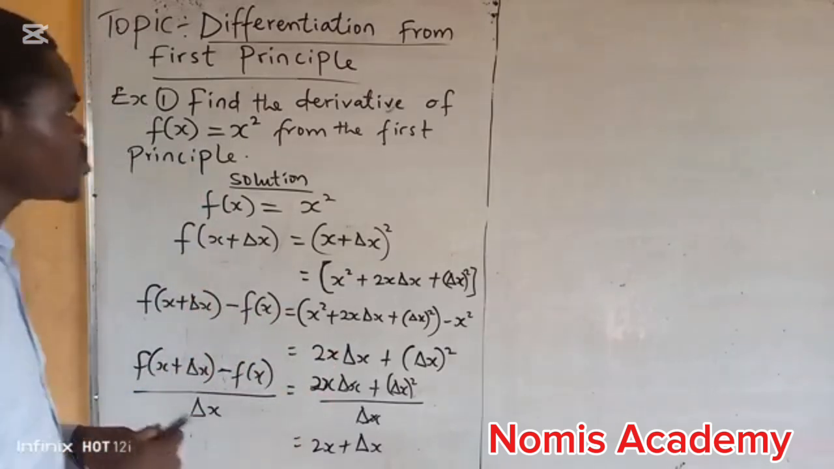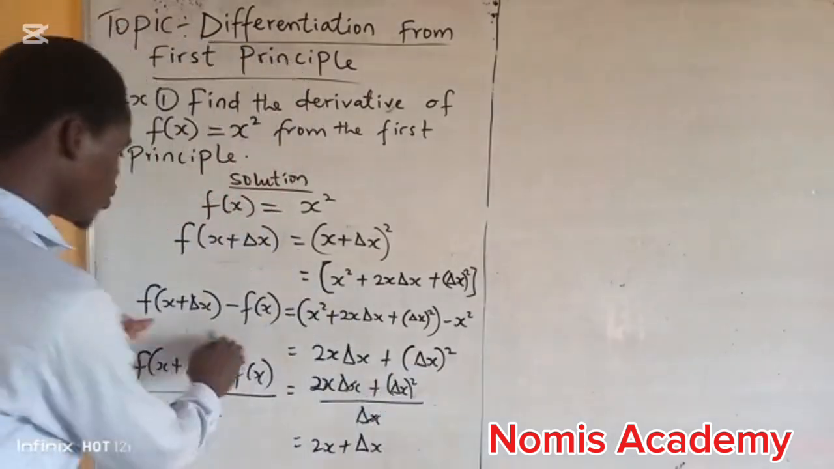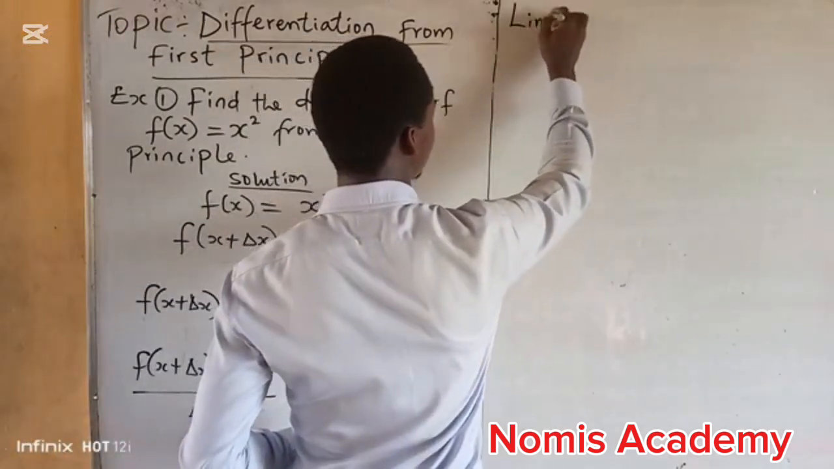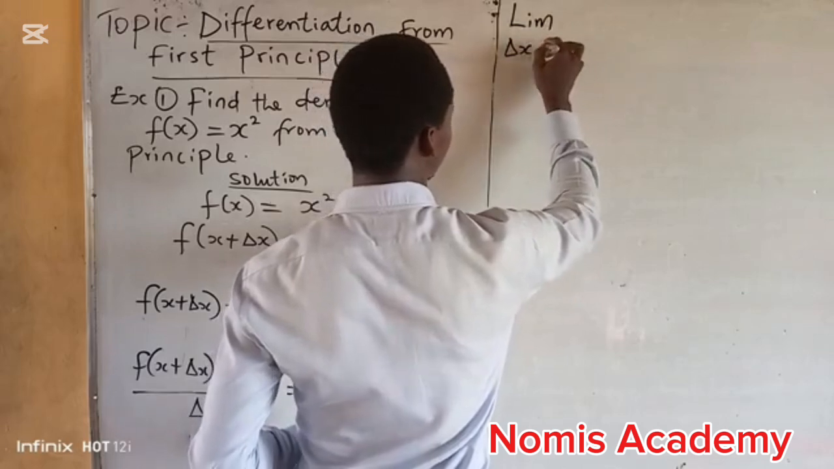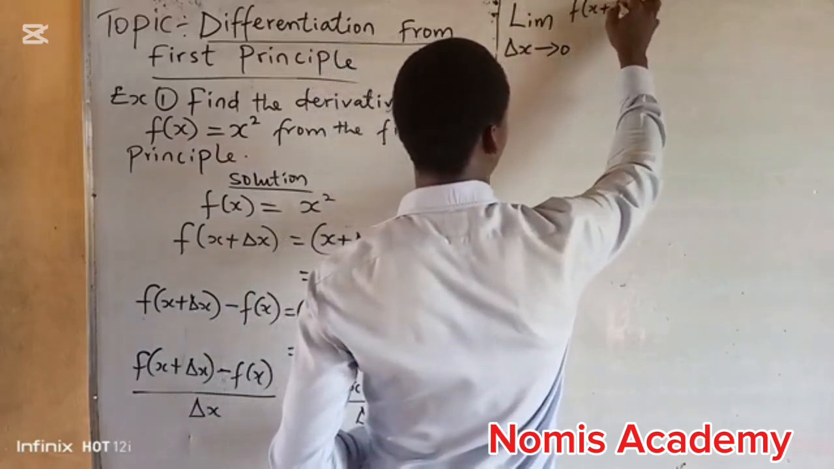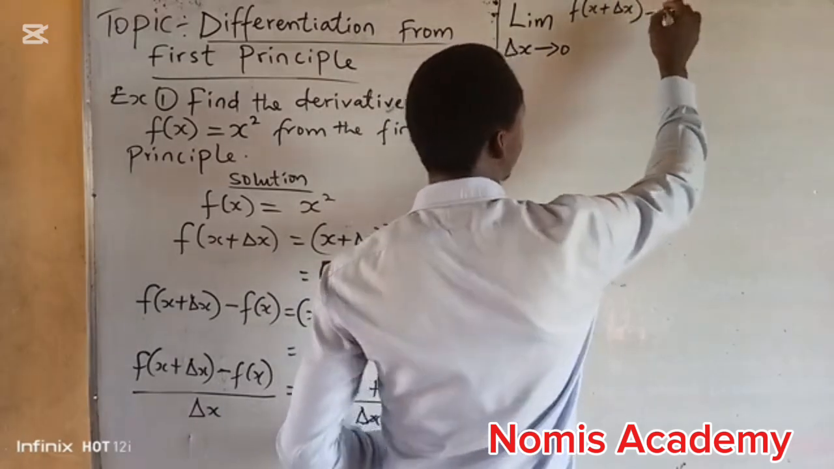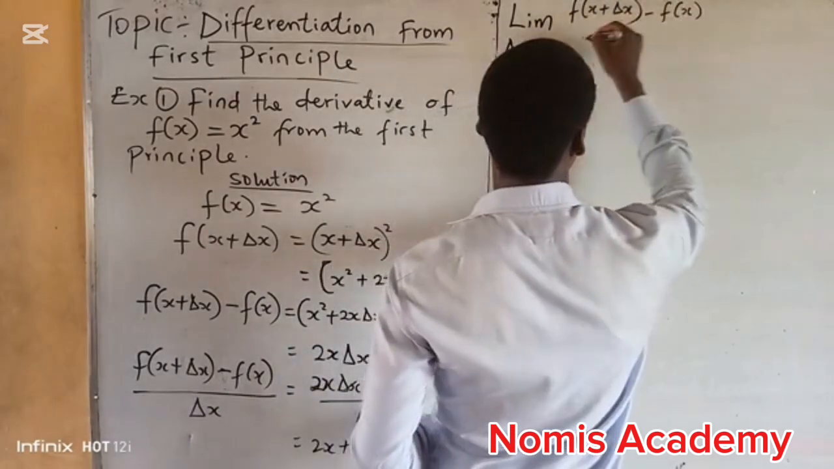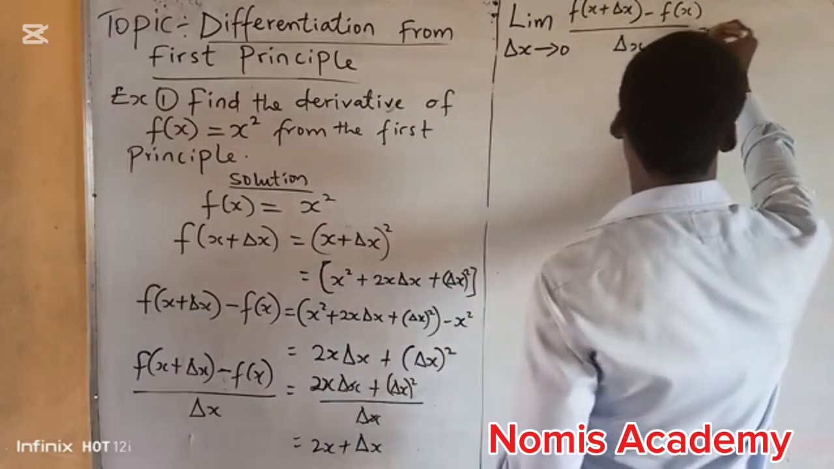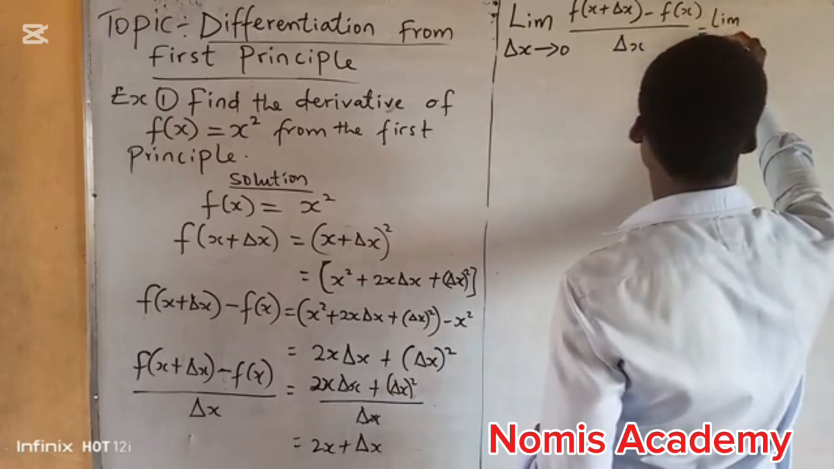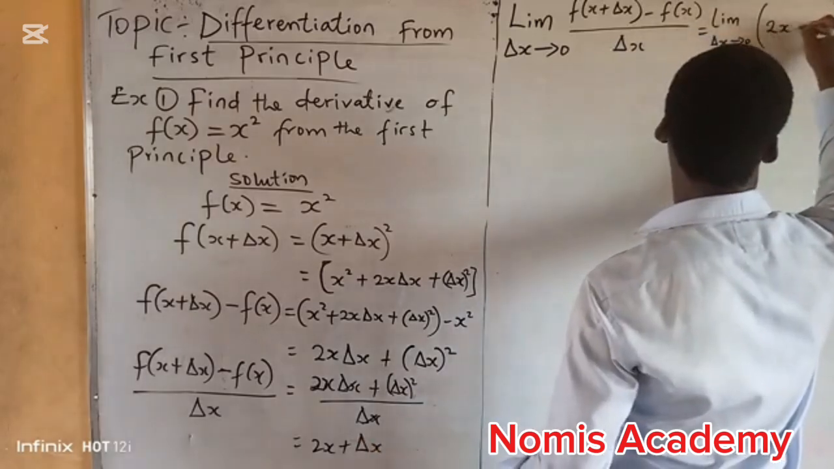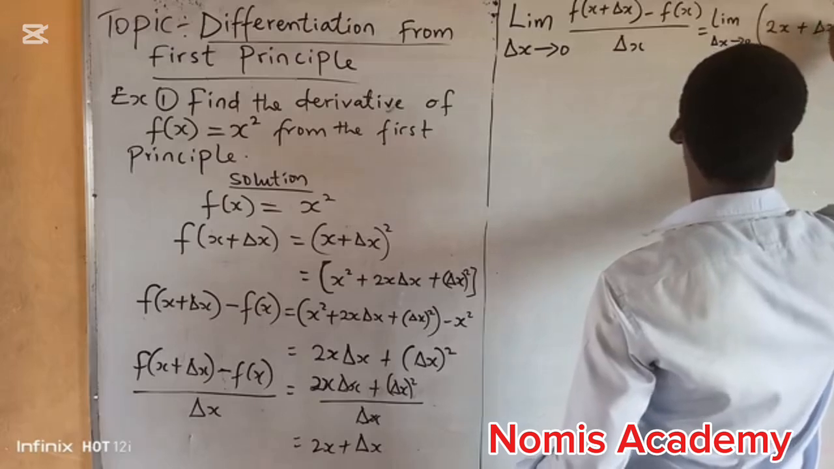So considering the limiting value, we have the limiting value of this function, and that will be limit as delta x tends to 0 of f of x plus delta x minus f of x all over delta x. And then we also have the limiting value as delta x tends to 0. In this case, we have 2x plus delta x.